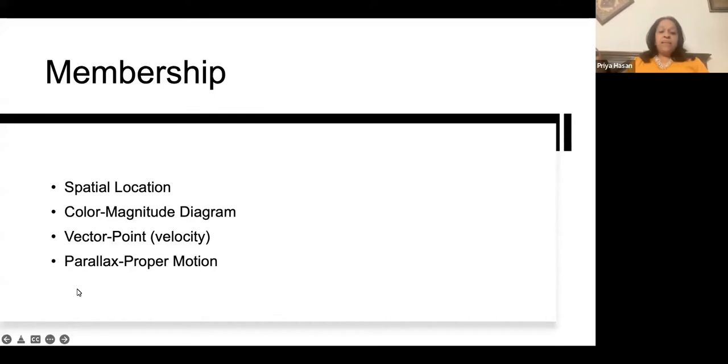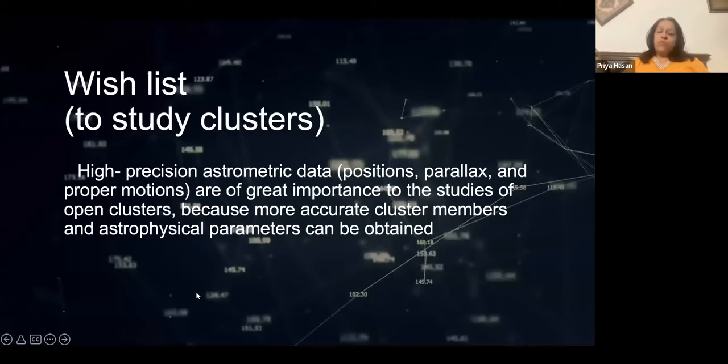The other ideal method is if one has parallax coupled with proper motion together, which can easily help you clear the field star population and just give you the cluster population. So the wish list, if you were to study clusters, is to have high precision astrometric data, which would be mean positions, parallax, and proper motions. These would help you to accurately identify members.